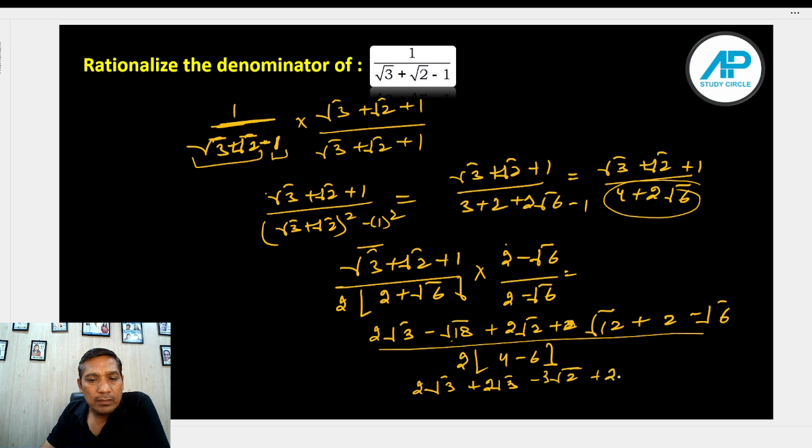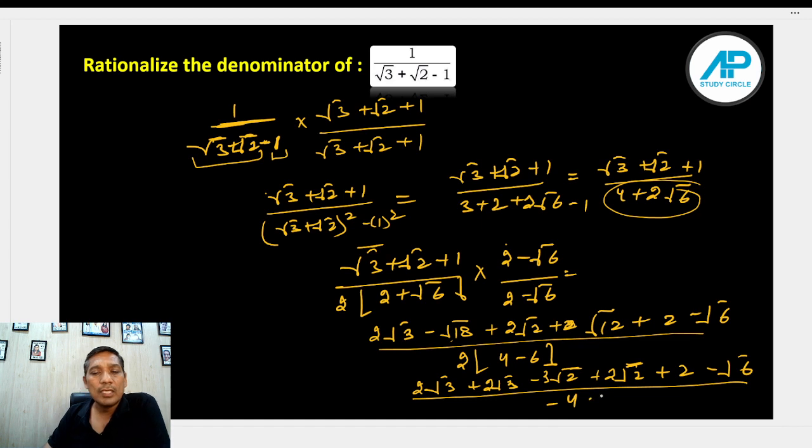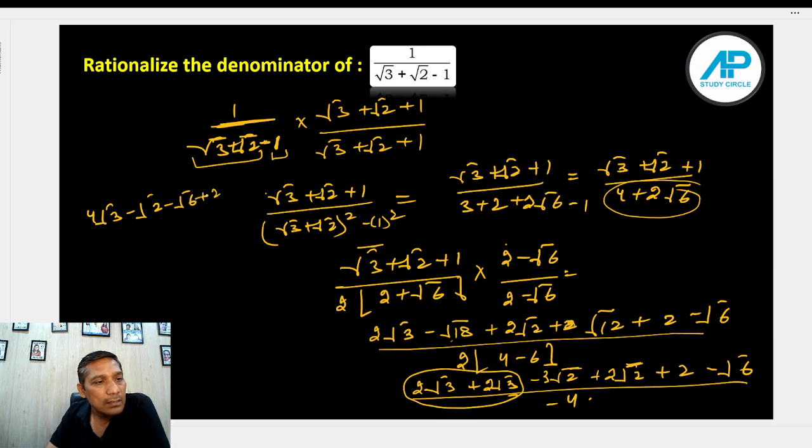What else is left? 2 root 2 plus 2 minus root 6 upon 2 into minus 2 is minus 4. This is 4 root 3, and I can solve these two also. This is minus 3 root 2 and 2 root 2. I'm adding the answer here. Please try to see it. This 4 root 3 minus root 2 minus root 6 plus 2 upon minus 4.